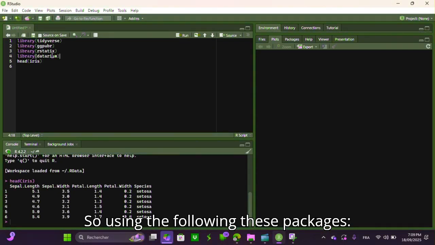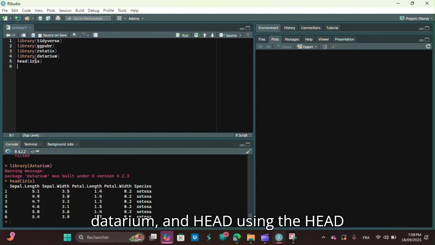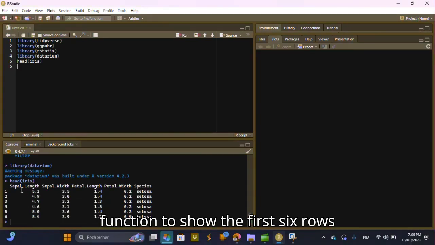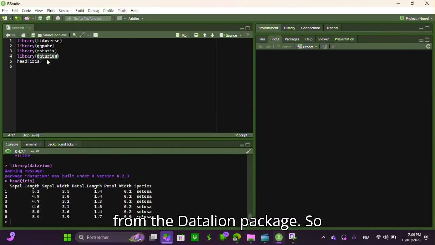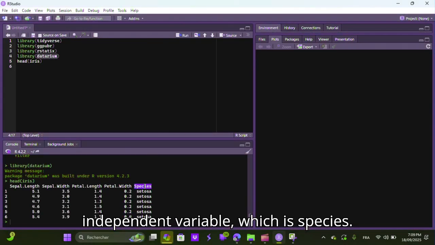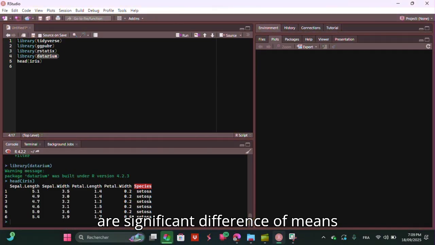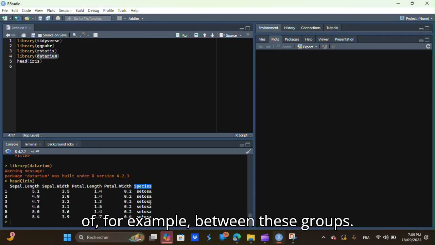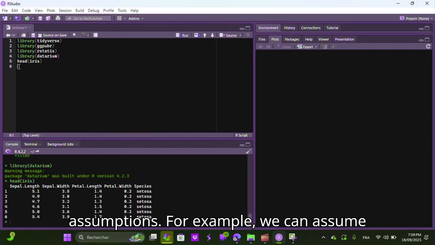So, using the following packages, tidyverse, ggpubr, rstatix, and datarium, and using the head function to show the first 6 rows of the iris dataset. Iris contains 4 continuous variables, also known as response variables, and only one independent variable, which is species. For example, if we want to check if there is a significant difference of means between these groups, we should first of all check the assumptions.